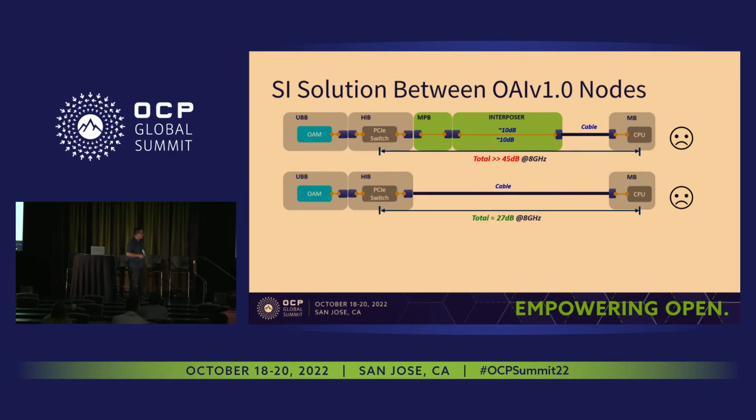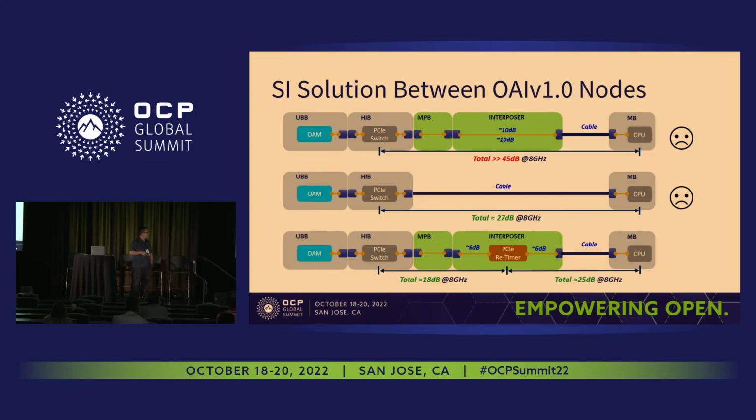So Wiwynn has thought about connecting the OAI and the host with both cable and PCB, and also we have the PCIe retimer on it. With the PCIe retimer, we can have SI guaranteed both upstream, between the host and the PCIe retimer, and also downstream, between the PCIe retimer and the PCIe switch. So on both sides, we can have the SI guaranteed. So we put this all together into a good SI guaranteed system.